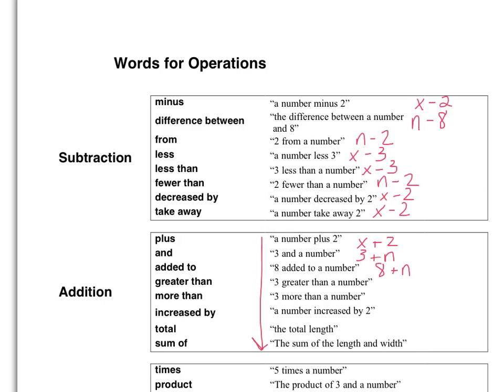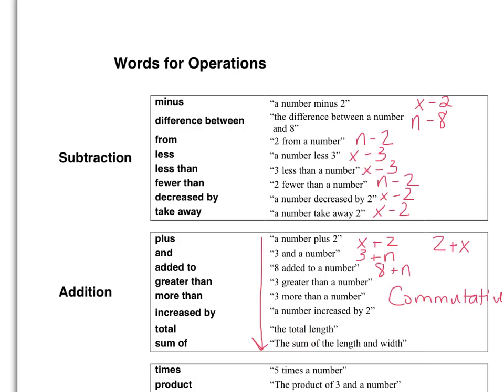x plus 2, or I could have put 2 plus x. It really doesn't matter because of something called the commutative property. And we'll learn more about that. We'll practice that, review that some more in coming days, in coming lessons. Okay, so continuing on, 3 greater than a number would definitely be a number plus 3, same idea. 3 more than a number, same thing. Number increased by 2, addition again. The total length, so total can mean addition. And then the old word sum, which is the answer to an addition problem.